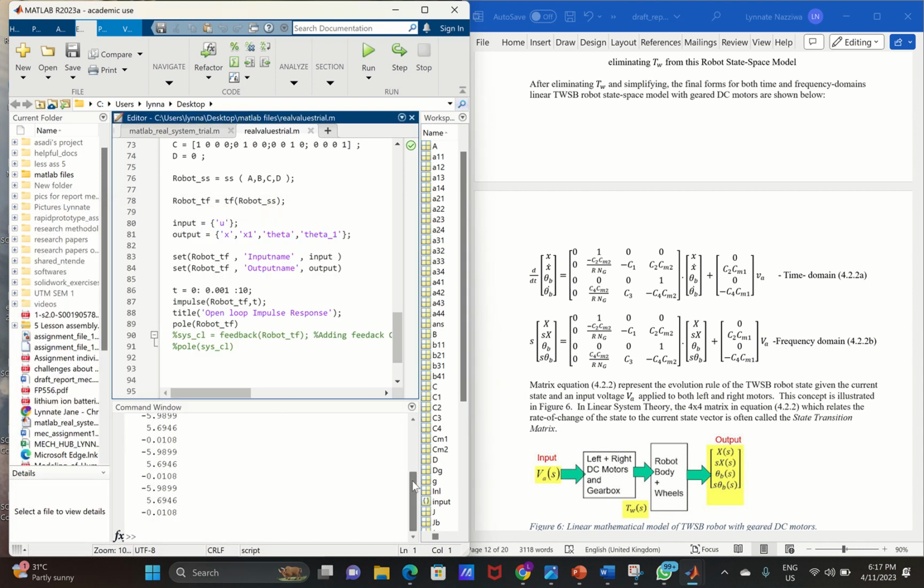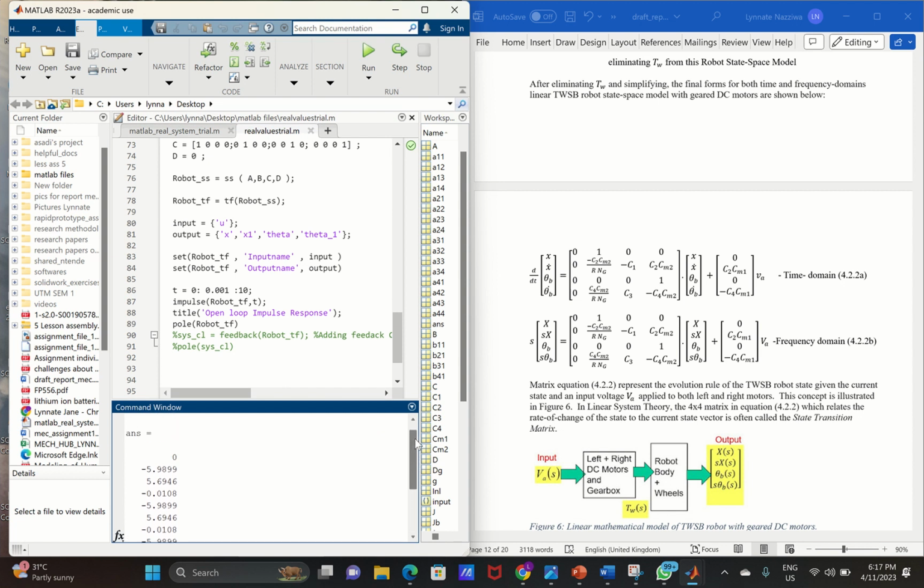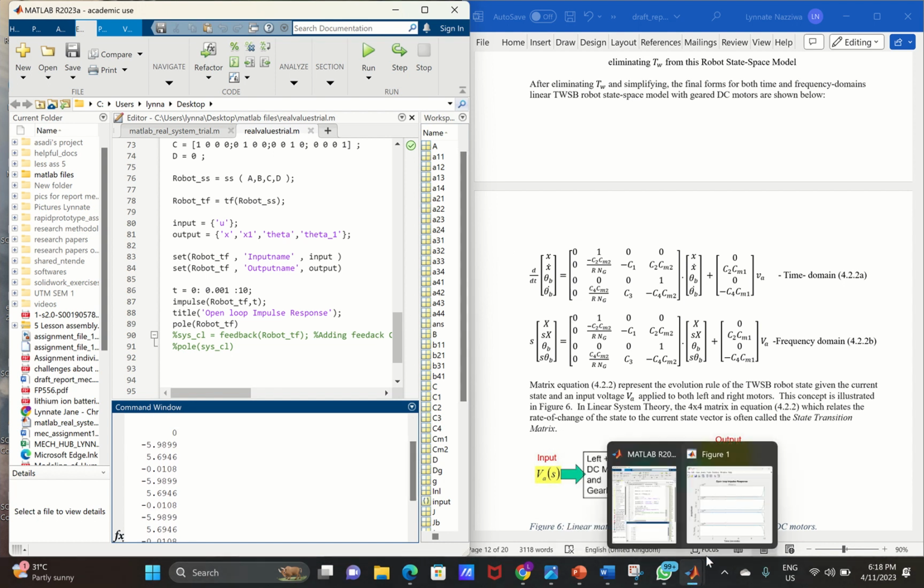And right here in our command window, we are also able to get the different poles of the system, as you can see. But being that in our poles we have a 0 and some positive values, this clearly concludes to us that the system is unstable. In addition to that, we are able to model our system in Simulink.